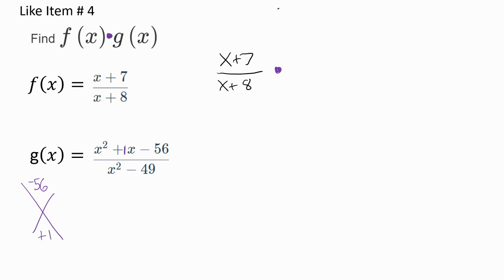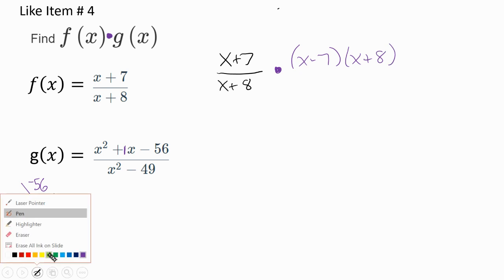So you list up all your factors of 56. I know it's 7 times 8. In order to get a positive 1, they have to multiply to 56 and add or subtract to positive 1. I know the 7 has to be negative because a negative 7 times a positive 8 is going to be a negative 56. But 8 minus 7 is a positive 1. Alrighty, so we're going to go ahead and put that, x minus 7 times x plus 8.